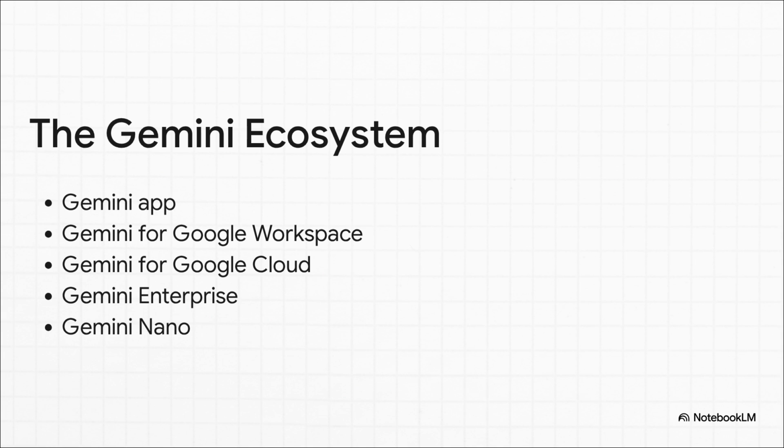Gemini for Google Cloud is there acting as a co-pilot to help developers debug code and optimize complex infrastructure. You've also got Gemini Enterprise bringing customized search to your secure internal company data. And finally, Gemini Nano, which runs incredibly efficiently right on edge devices like the smartphone in your pocket.